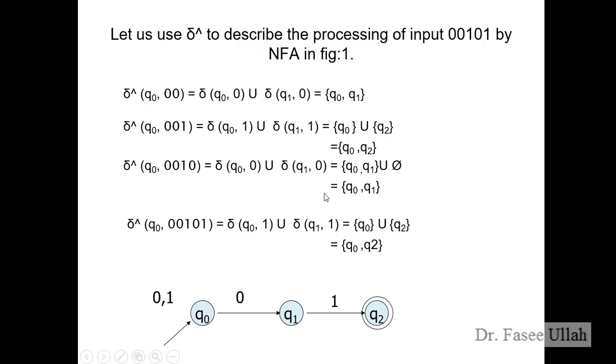So we will see how we can get this from the given figure 1, right? Over here we have the 1, so we put q naught with 1 and q1 with 1. Why are we selecting q naught and q1? Because we already know from the initial diagram. So after that we will get q naught union q2.